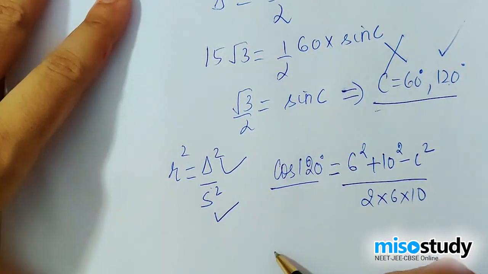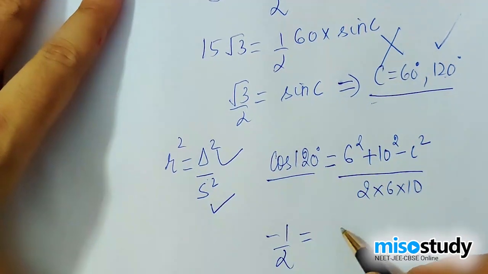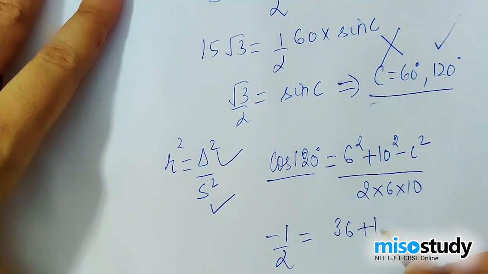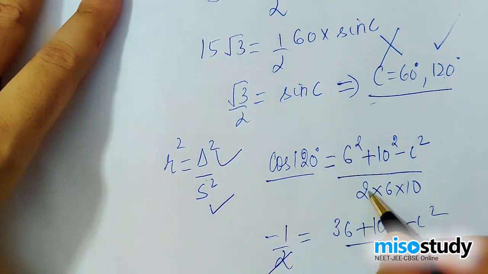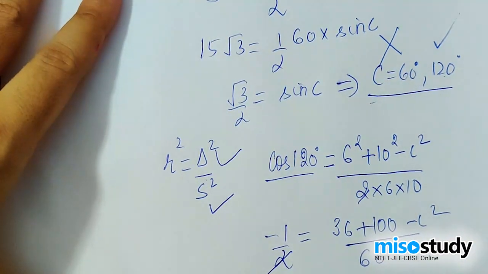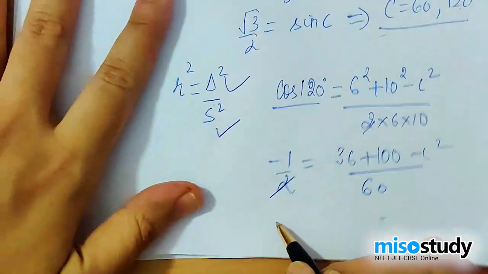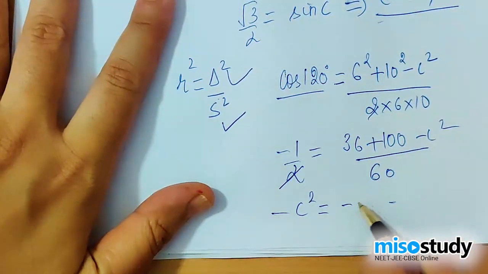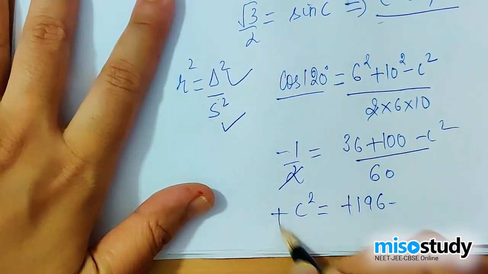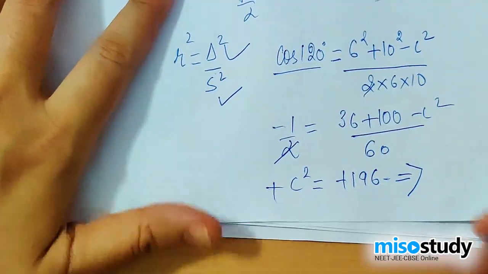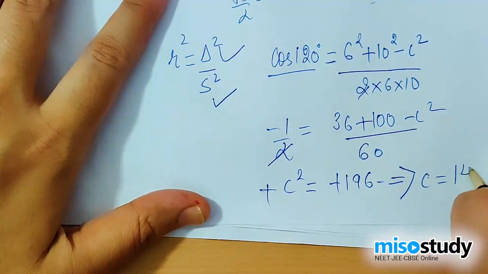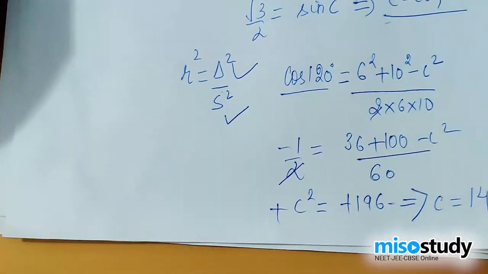Now cos of 120 degree is what? Minus half, because in the second quadrant cos is negative. So (36 + 100 - c square) upon 60, this 2 gets cancelled with this 2. So minus c square would be equal to minus 196, which implies c is equal to 14, without taking the negative sign, because that is the length of the side.